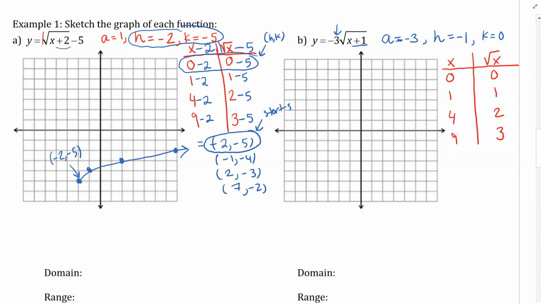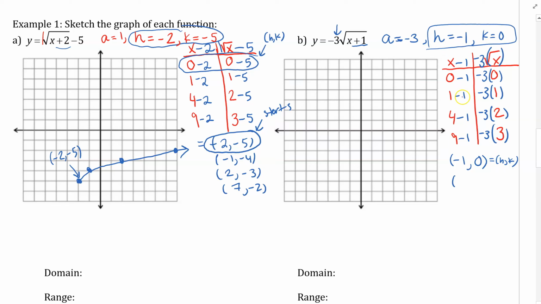Then I recognize that h is negative 1, so I need to subtract 1 from my x's. And a was negative 3 being multiplied to the y value, so I need to multiply all of my y values by negative 3. So that's going to cause a vertical reflection as well. Okay, so the points that result from that are going to be negative 1, 0, which is my HK, right? Should be my HK.